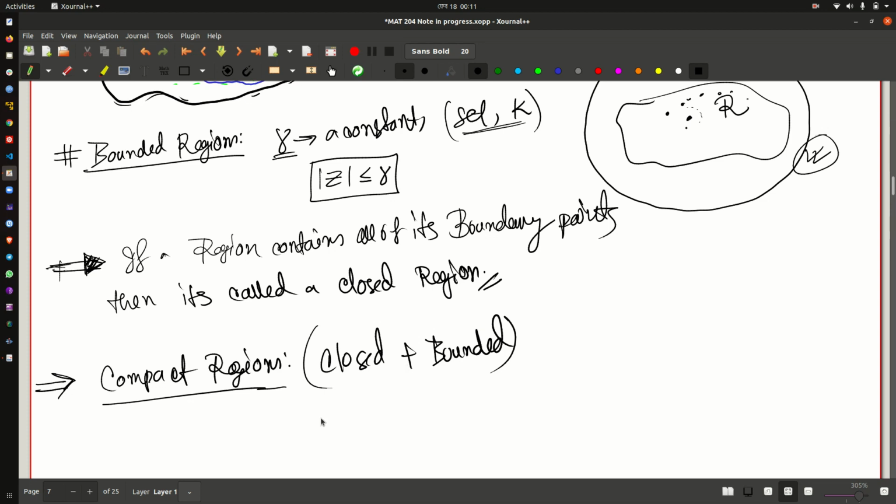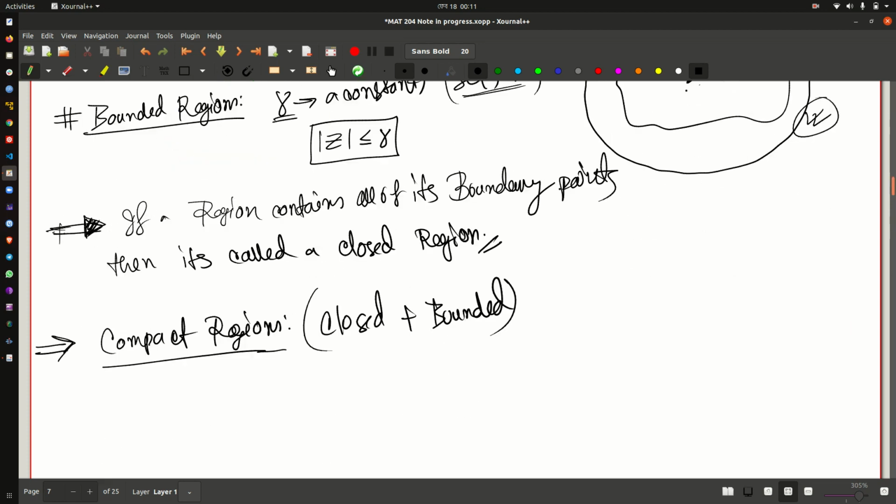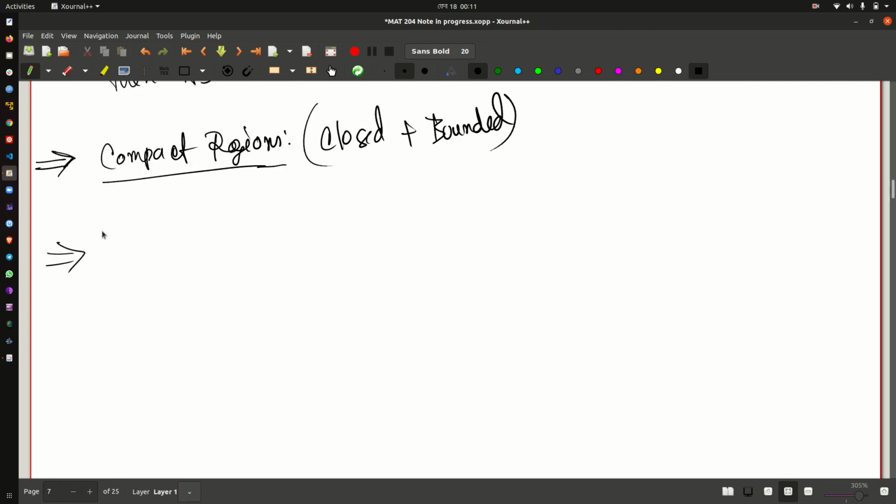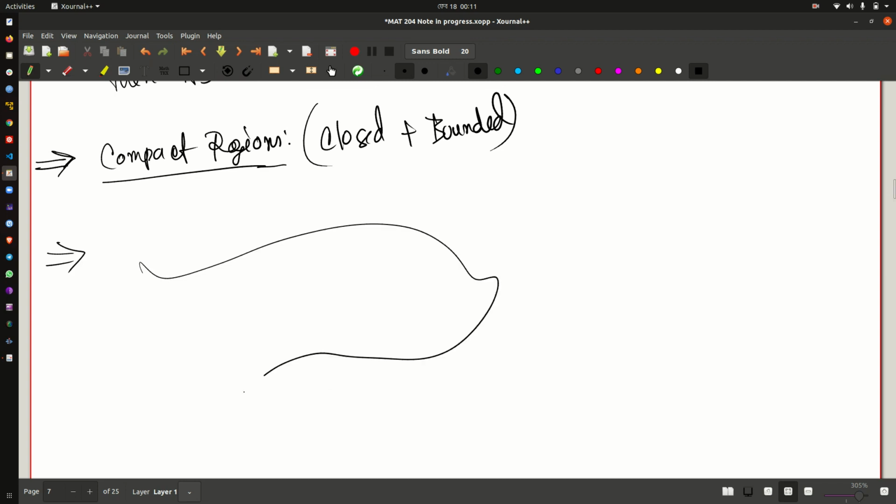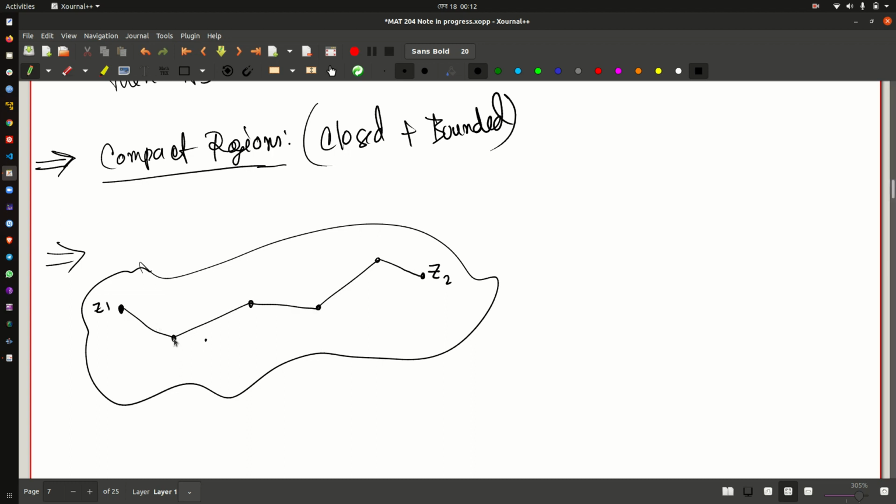Now we are almost done with our definitions, so let's define one or two more things. Let's say you have a region like this in a complex plane, and you take some points. Let's say you take this point z1 and another point z2, and now you want to see whether you can connect these two points by some broken lines. So these are our broken lines, through some points z3, z4, z5, z6, like this.